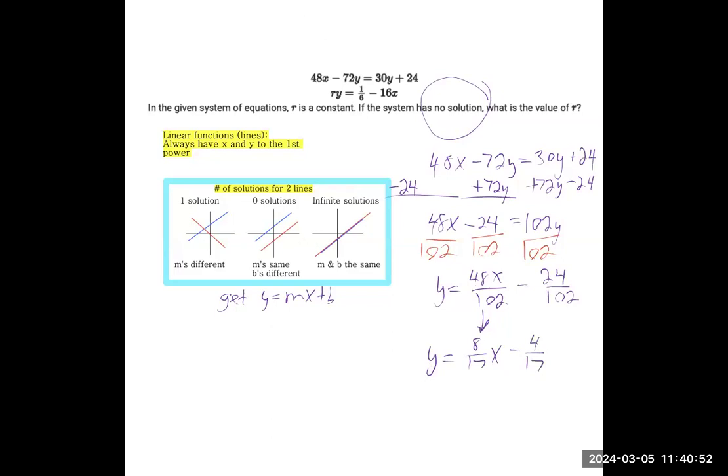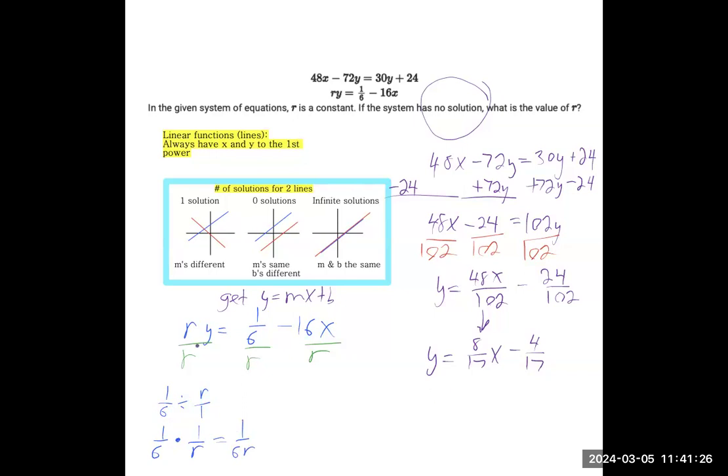Now working on the other equation, ry is 1/6 minus 16x. Y is being multiplied by r, so the opposite is to divide by r. And for the 1/6 divided by r, let's write that separately. That's 1/6 divided by r over 1, because any number is itself over 1. And keep change flip says we're going to keep the first one, change it to multiplication, and flip the second one. And now we have 1 over 6r.